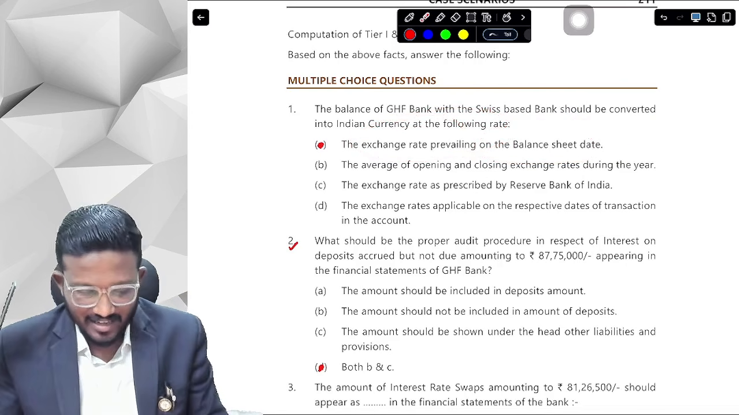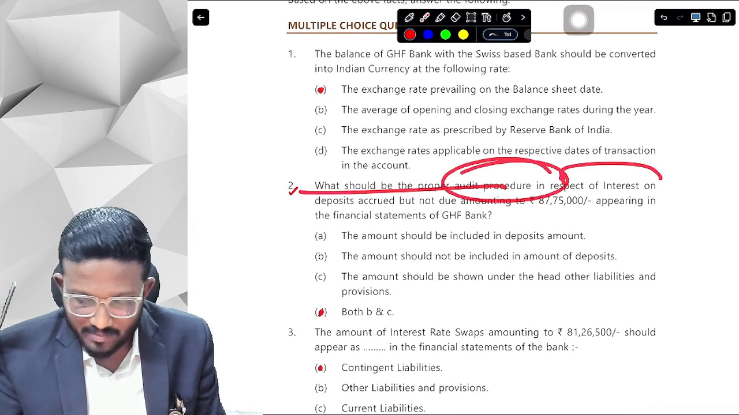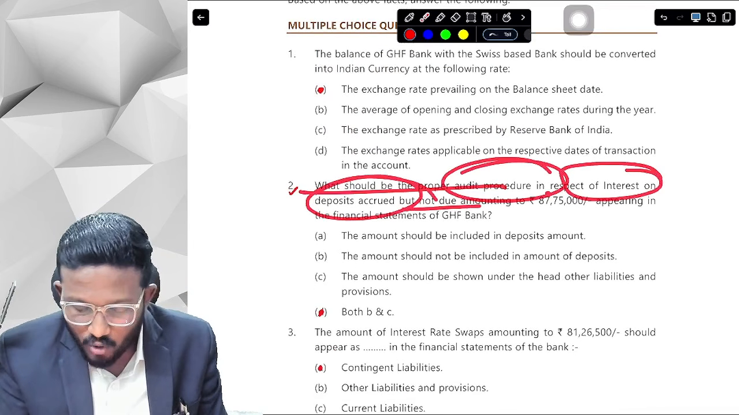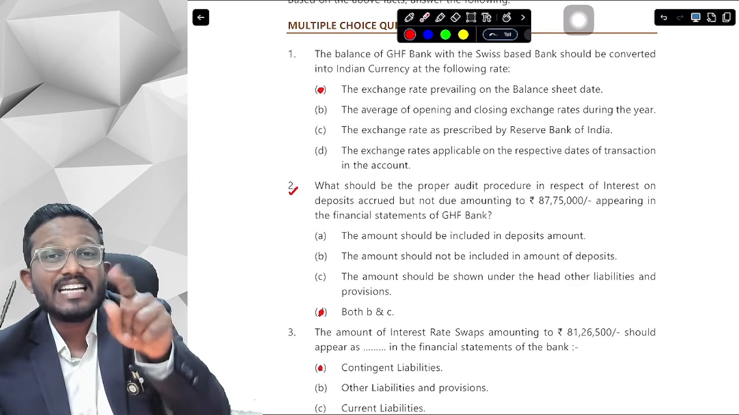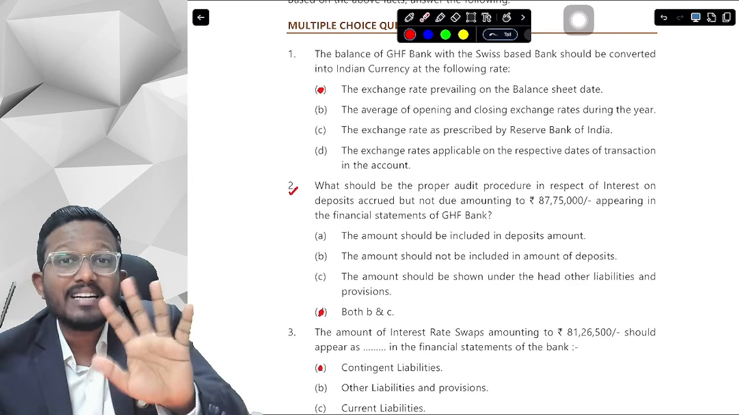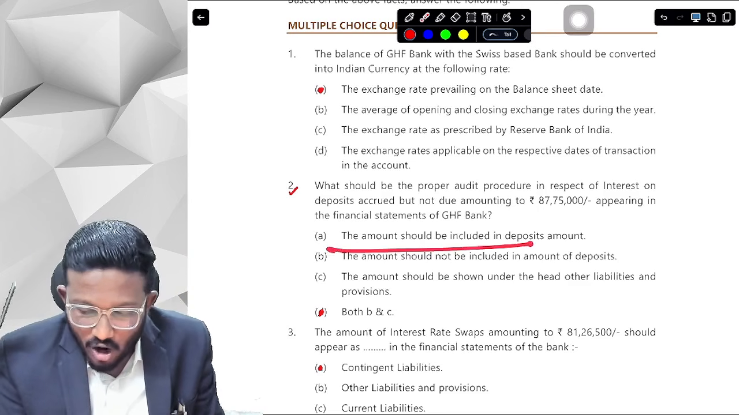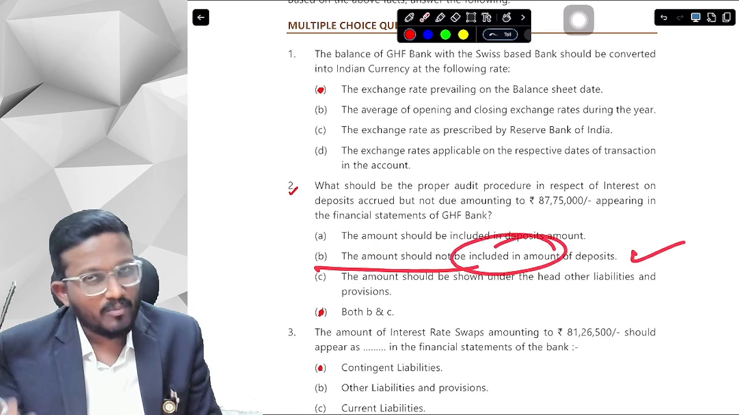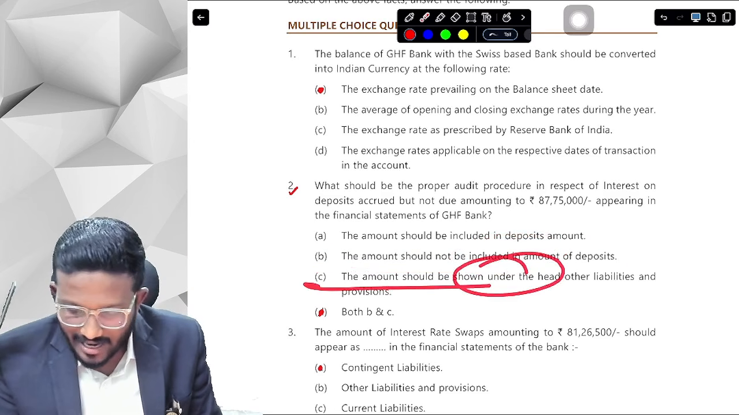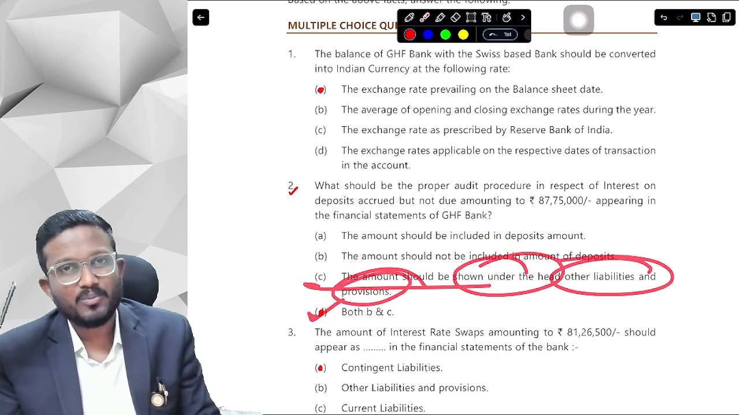Okay, yes, sir. Next, what should be the proper audit procedure in respect of interest on deposit accrued but not due amounting to 87,75,000 rupees? So this is an interest accrued on deposits, but it is not due. So it should not be included in deposits amount. Secondly, the amount should not be included in the amount of deposits. This is correct. The amount should be shown under the head other liabilities and provision. This is correct. So both B and C are correct.